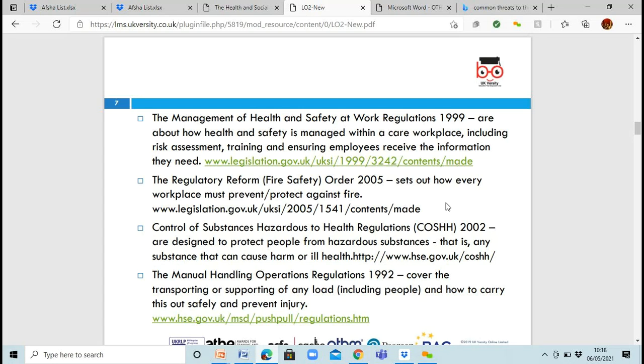Then you've got COSHH, which is the Control of Substances Hazardous to Health Regulations, 2002. These are designed to protect people from hazardous substances, so anything that might cause you harm or ill health. Now, COSHH is also there to make sure, if you're working within an environment where anybody can access particular cleaning products, or it really depends.